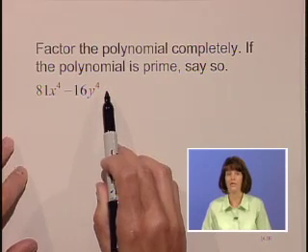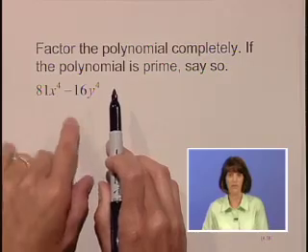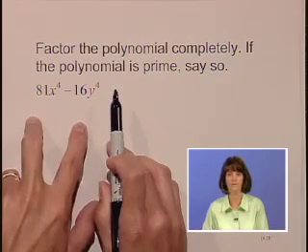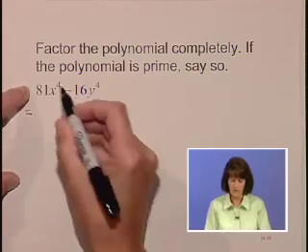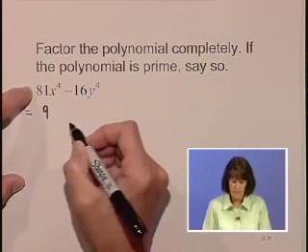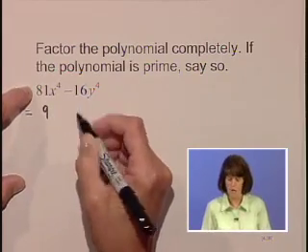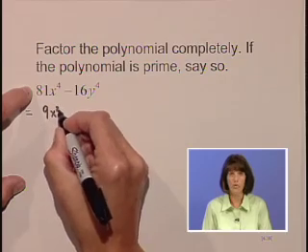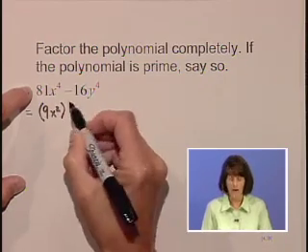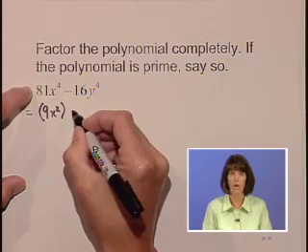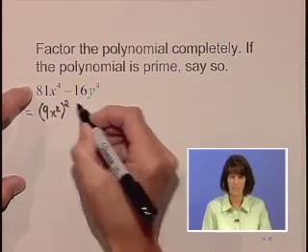Let's see if it fits one of our special forms, maybe a difference of cubes or a difference of squares. As we inspect this first term, we notice that 9 times 9 will give that 81, and x squared times x squared will give that x to the fourth. So 81x to the fourth comes from the quantity 9x squared, squared.